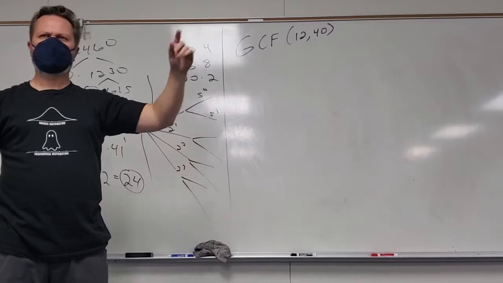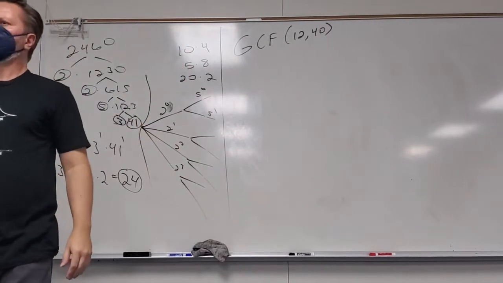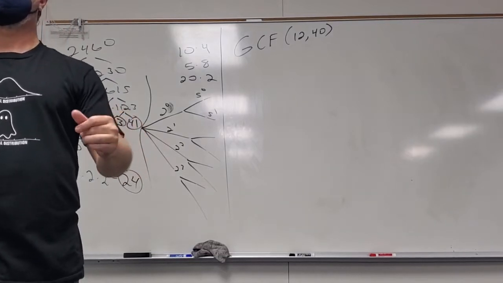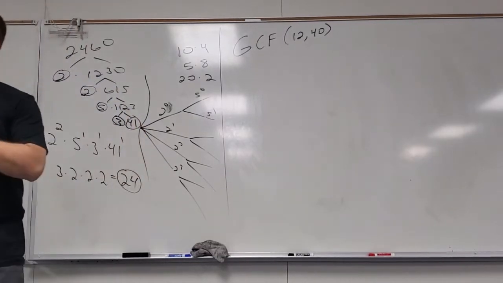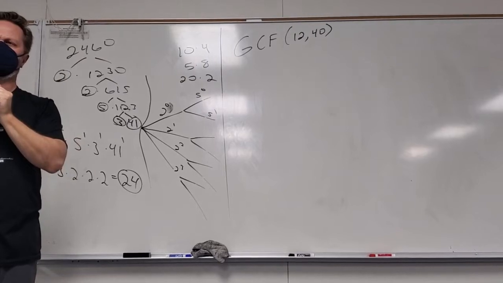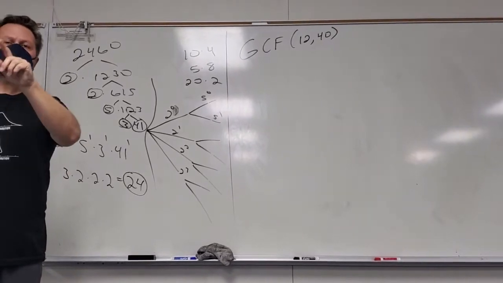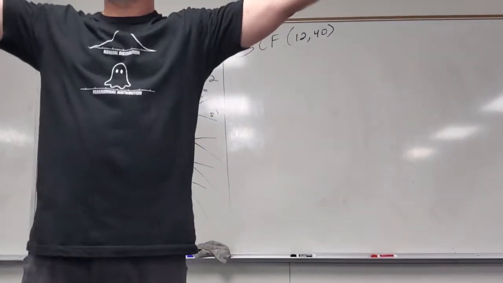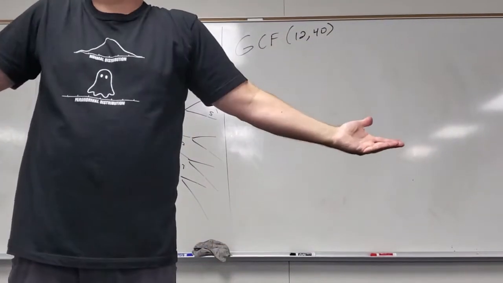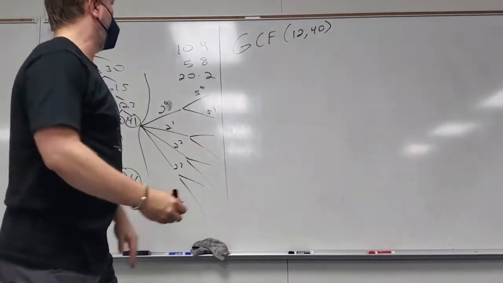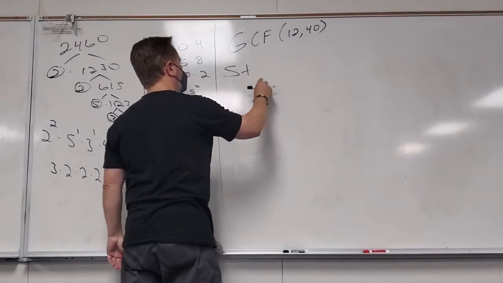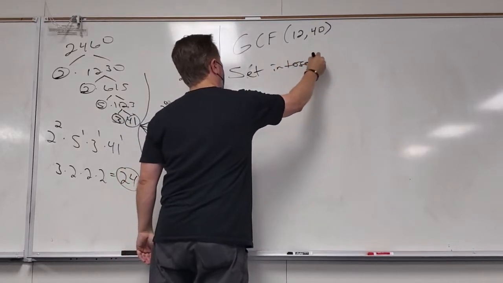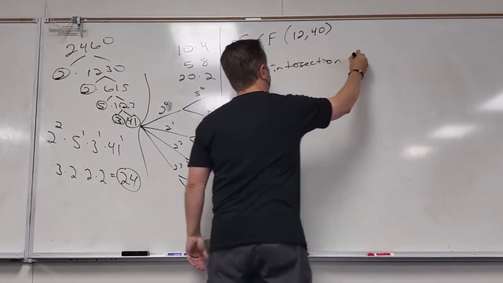Do you guys remember doing this kind of thing? Sixth grade. A little bit? So does anyone have a method that you remember or anything you can think of right now to figure out? Well, let's see. One thing that makes sense is to list all the factors and just see what's the biggest one they have in common. That one's called the set intersection method.